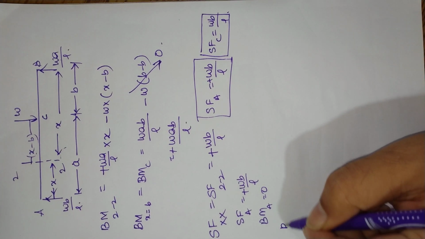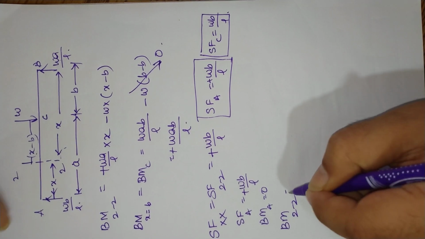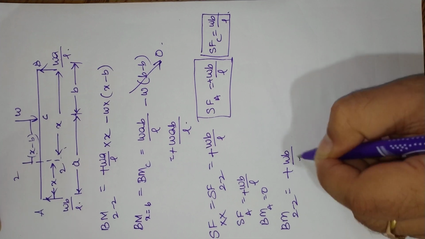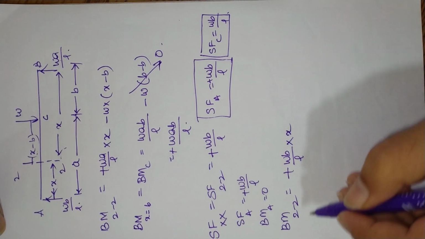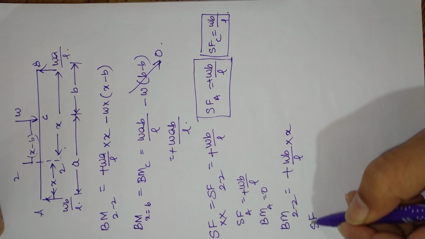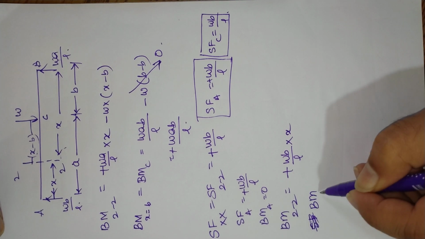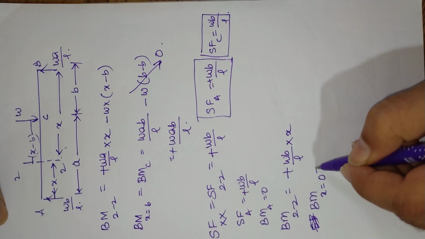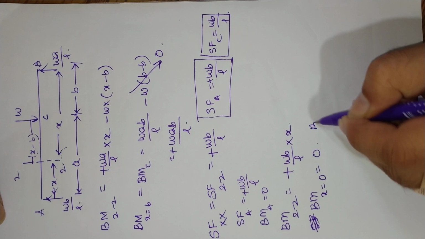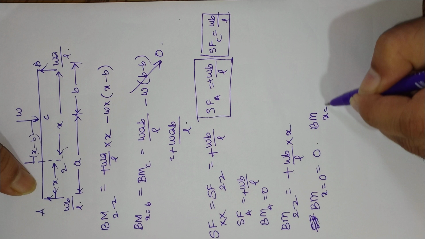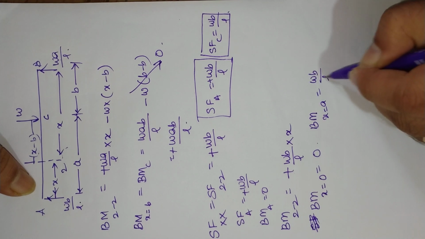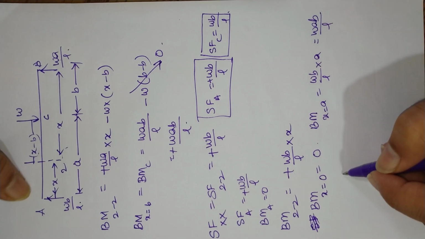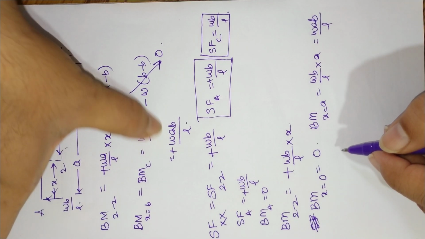How? Bending moment at any section 2 and 2 will be, since it is creating some sagging moment, plus WB by L multiplied by X. So bending moment at any section X, let us take X is equal to 0, that will be equal to 0. Bending moment at section X is equal to A will be equal to WB by L multiplied by A, that is WAB by L. So already we have obtained the values, WAB by L.